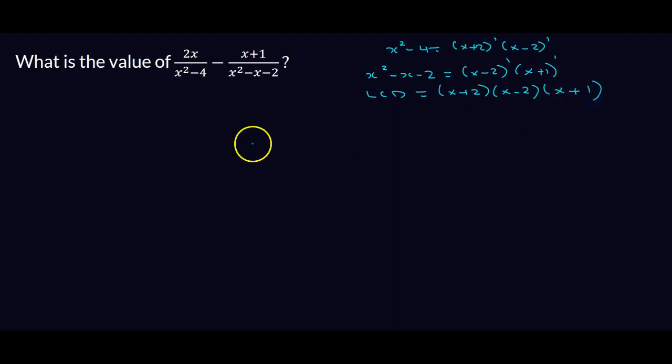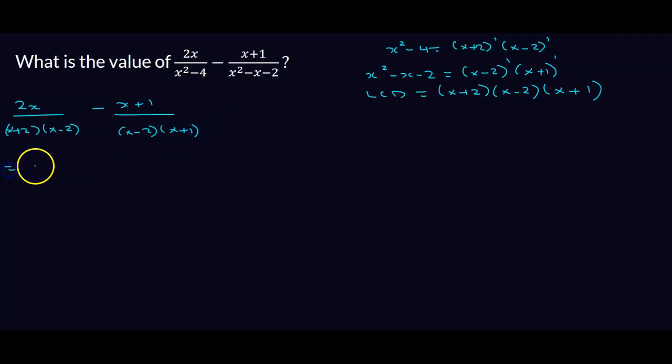So now we go ahead and simplify this right here. We're going to rewrite each of these with a new common denominator. But before we do that, let's rewrite each of these denominators by replacing them with the factors. So this is going to be 2x over x plus 2, x minus 2, minus x plus 1 over x minus 2, x plus 1.